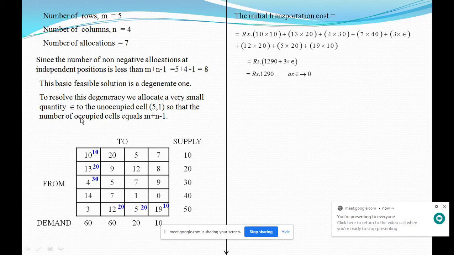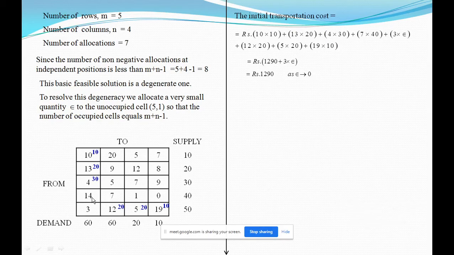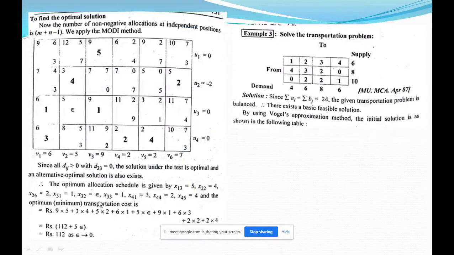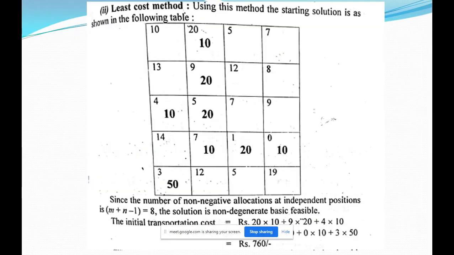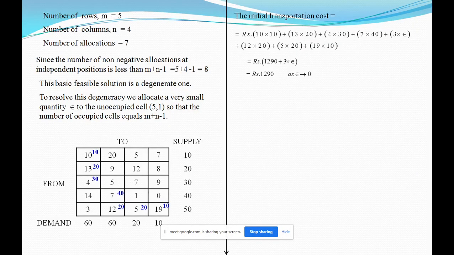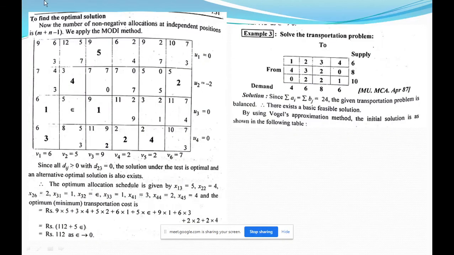Why did you allocate in 3, comma 2, sir? That's the thing. In order to make that Modi method problem easy, if I do that with the help of epsilon given here, it will be easy for us to draw the lines. So we still need to solve some more problems to understand the drawing lines in the Modi method. So this is the Modi method problem.